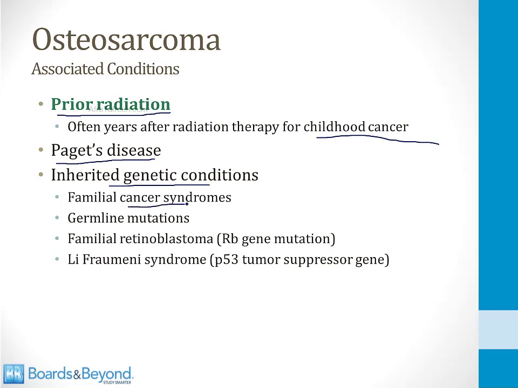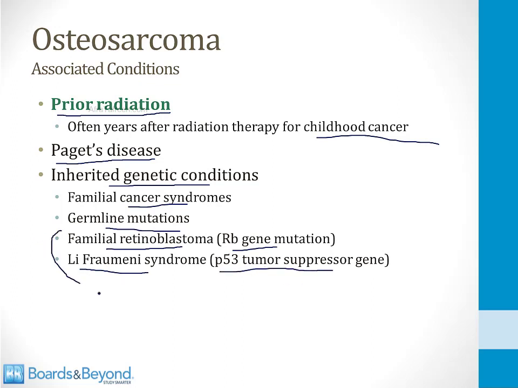These are familial cancer syndromes where there's a germline mutation passed on to a person, and that person is at increased risk for osteosarcoma. One of these is called familial retinoblastoma. This involves a retinoblastoma gene mutation. The other one is called the Li-Fraumeni syndrome. This involves a mutation of the p53 tumor suppressor gene.